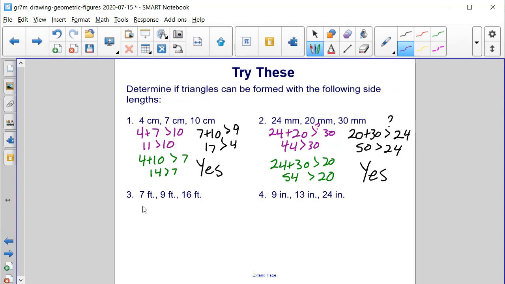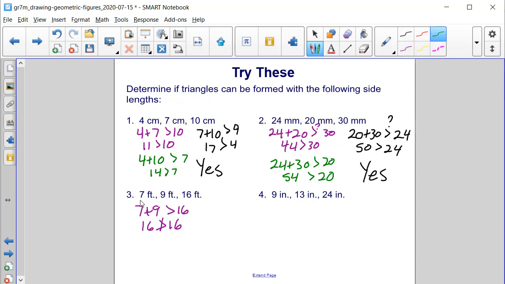Now let's look at number 3. We have 7, 9, and 16. So we have 7 plus 9. We'll do the first two. Is this greater than 16? Well, when we add up 7 and 9, we get 16 also. And it's not greater than 16. It's actually equal to. Let's also try the other sets of sides.